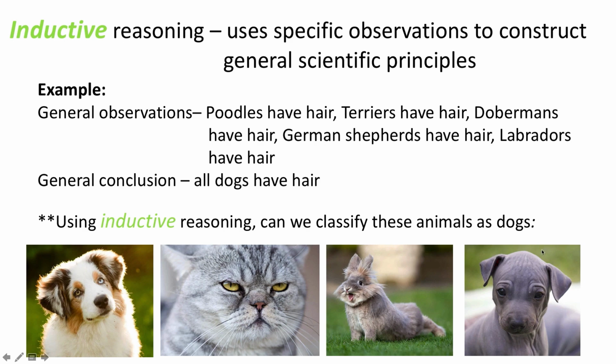This fourth image here does not have hair, but can we classify it as a dog? You might know that it's a dog by looking at it. It's actually a hairless terrier, and it is a dog. But based on these general observations and leading to the general conclusion, that would lead us to believe that this cute little guy is not a dog, and in fact, it is a dog. So you have to be careful making general conclusions and know the limitations of all types of reasoning.